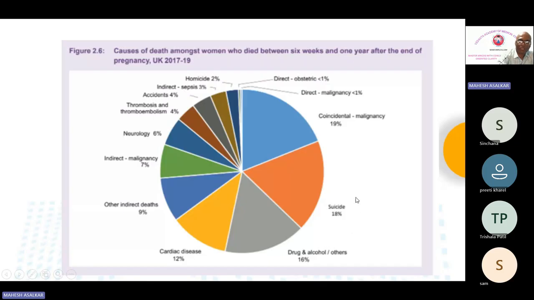And suicide contributes 18%. So this can create confusion while selecting the answer. The rest of the causes are less than 19 or 18. If they are asking about the direct cause, it becomes suicide. If they are asking overall, then it might come as coincidental malignancy. Is it clear? Yes, sir. This I am telling you from the graph which is given in the MBRRACE report.